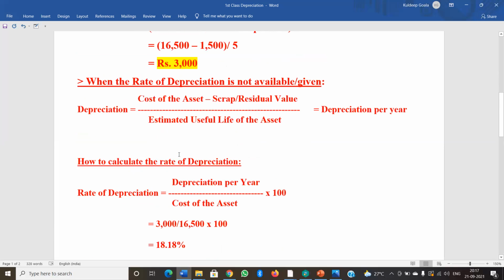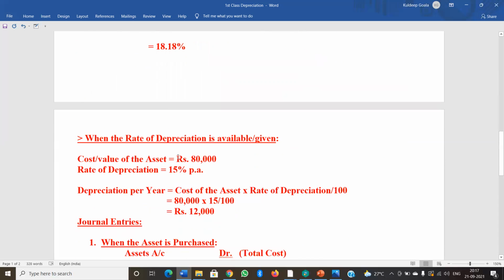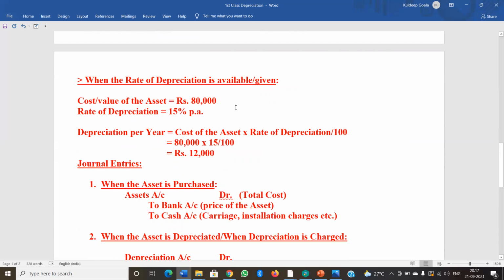Now coming to the next one, when the rate of depreciation is given. Coming to the next situation. This is the first situation. Coming to the next one, when the rate of depreciation is available or given. ठीक है, अगर रेट बताकर दे दिया. Example, we have taken an example here.